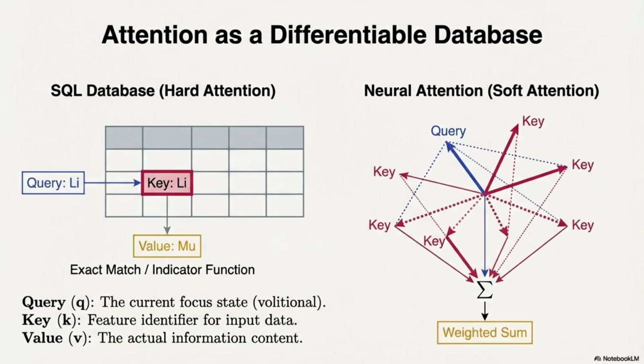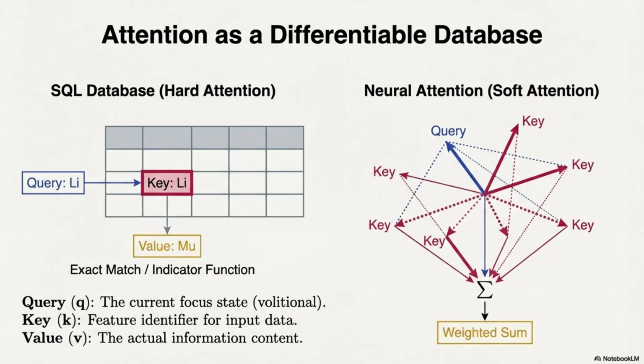So to make this database idea actually work, we need 3 things. Think of it like a smart filing system. The query, Q, is what you're looking for right now. The key, K, is kind of like the label on each file folder. And the value, V, is the actual good stuff inside each folder. Attention is just the process of using your query to check all the key labels to figure out which folders, which values, are the most important ones to pull from at that exact moment.